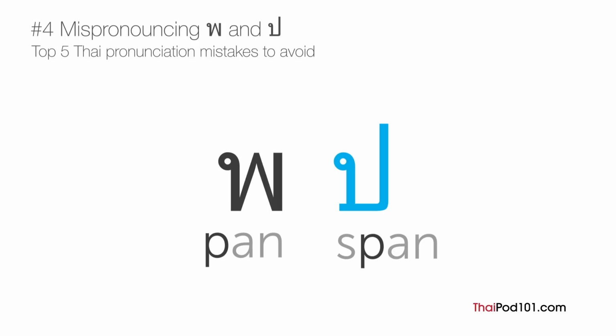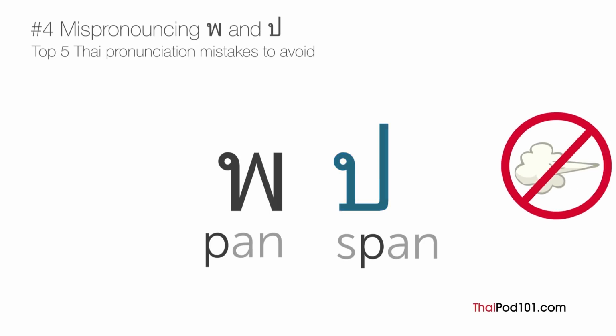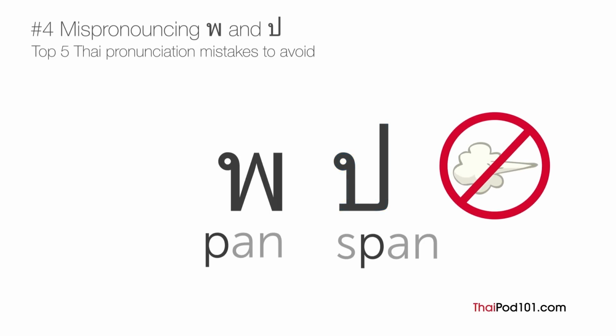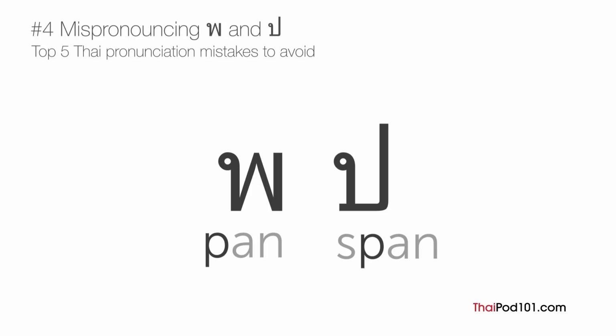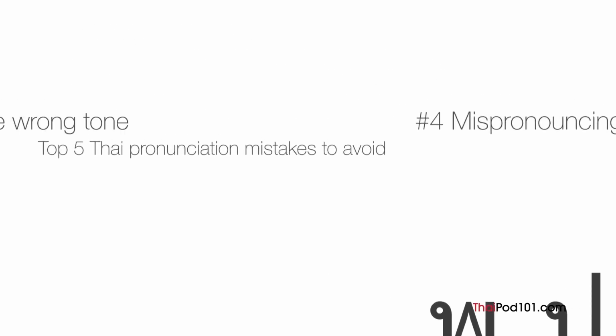This P sound is said without aspiration, meaning you should not release a burst of air when pronouncing this sound. Place your hand over your mouth and compare the words pan and span. Note how there is a burst of air in the first P, but none in the second. We'll take another look at these sounds in more detail in Lesson 5.